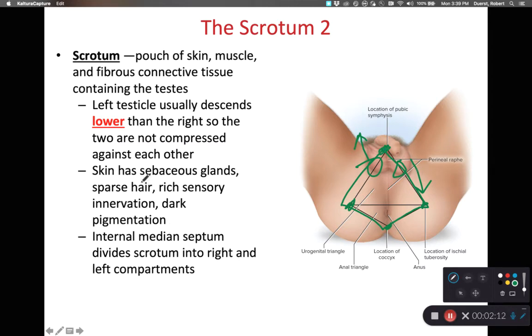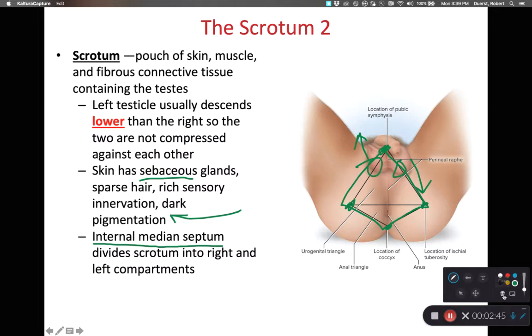The scrotum has a lot of sebaceous glands or sweat glands associated with it, so it tends to be quite wet, particularly when the male is overheating. It has a lot of sweat buildup on it. It also is going to have particularly dark pigmentation, overly active melanocytes on it, especially considering the small amount of sunlight that the scrotum receives. And as we look at the scrotum, there's a septum that's going to divide the scrotum into left and right components known as the internal median septum.